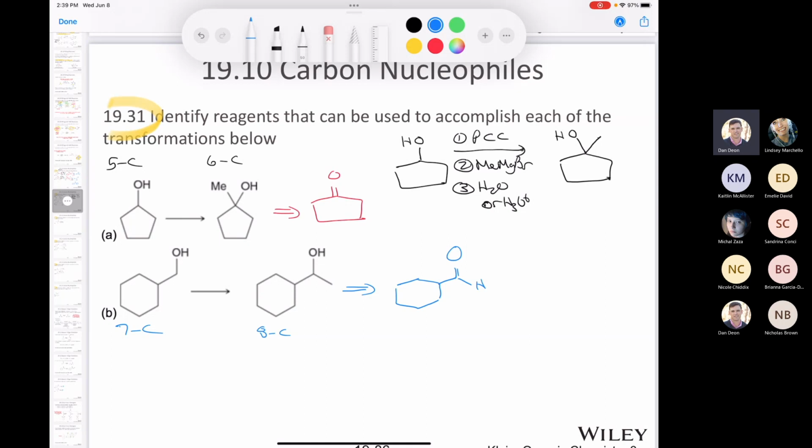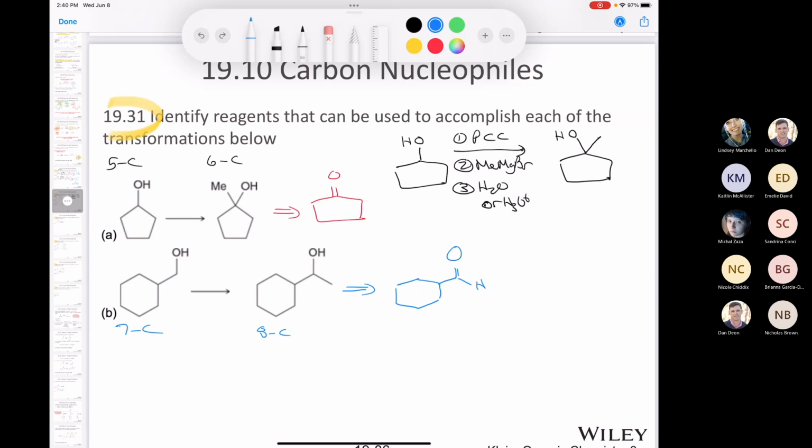Why don't we pick a different method of oxidizing the primary alcohol to an aldehyde instead of PCC? Does anybody have another one that we could use? Another favorite? There's sodium dichromate, sulfuric acid, and water.